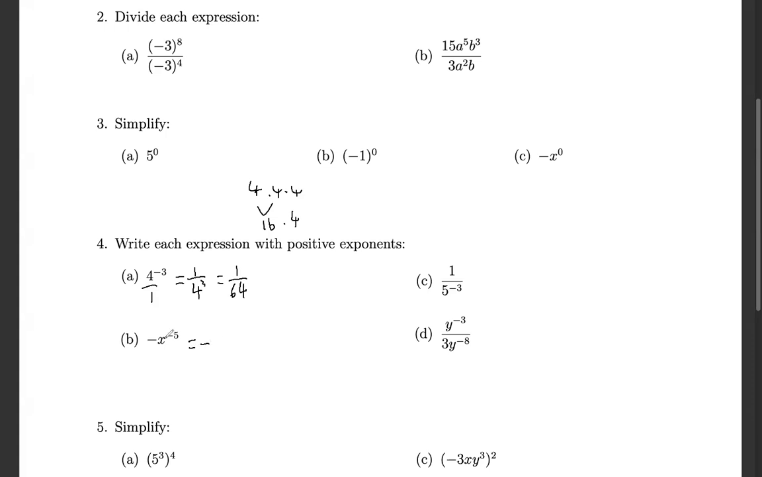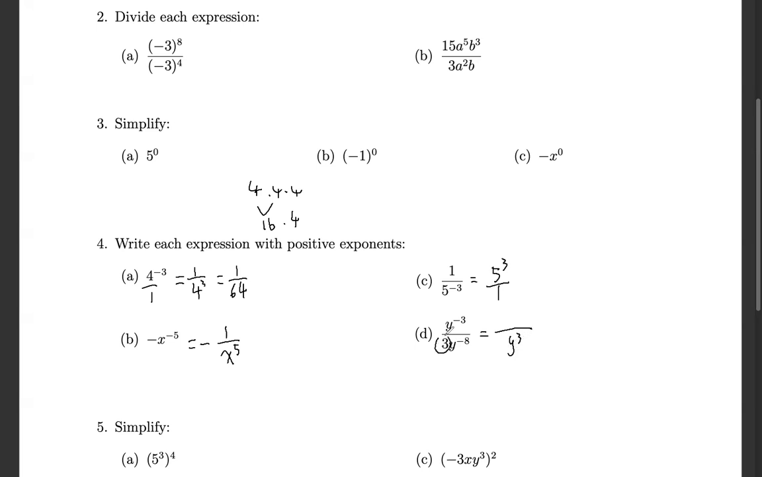Negative x raised to negative 5, that's 1 over x raised to positive 5. This is C. When the negative exponent happens in the denominator, we just flip it into the numerator. That's 5 raised to positive 3 over 1. Okay, let's see D. Y raised to negative 3, we change to be in the denominator, y raised to positive 3.